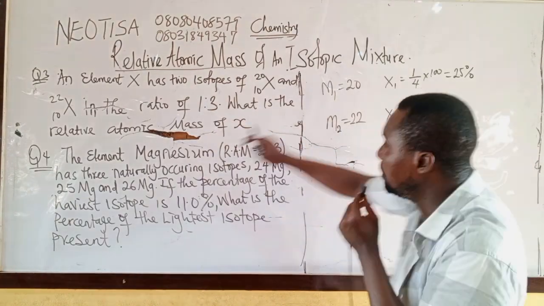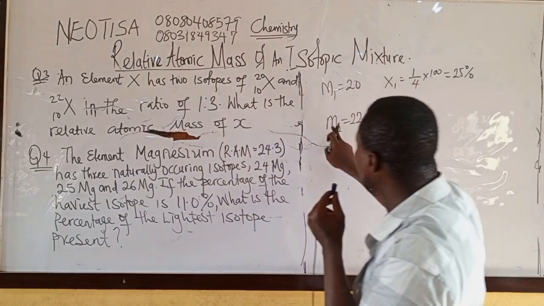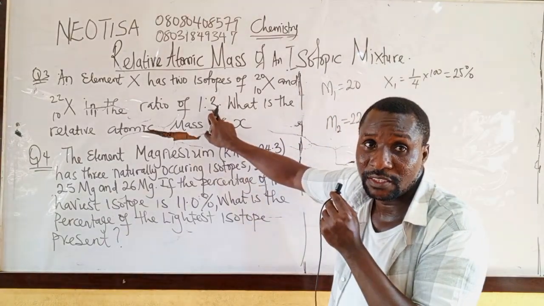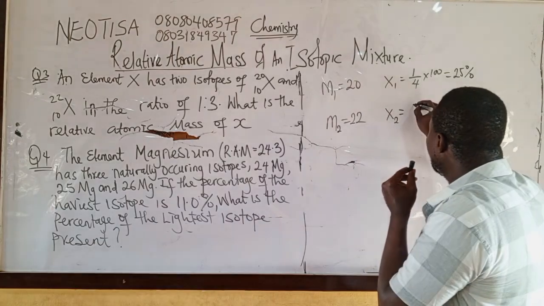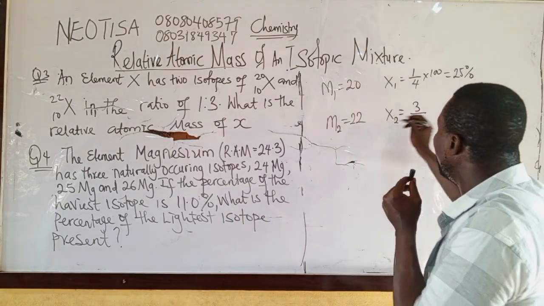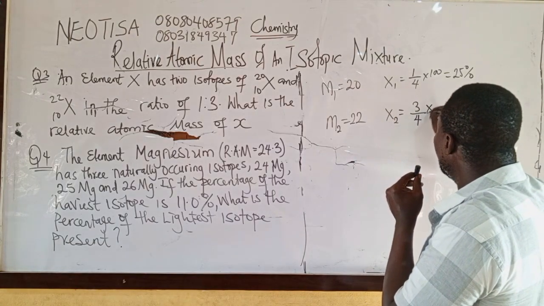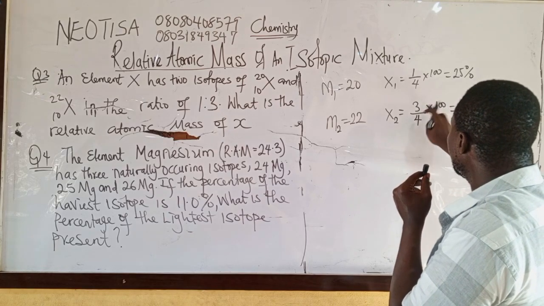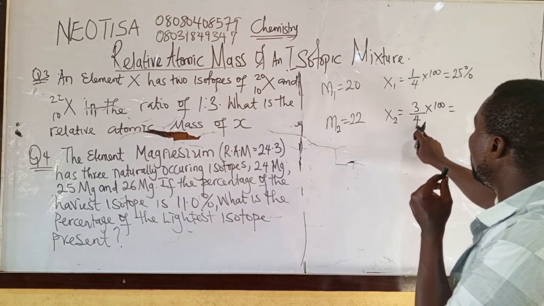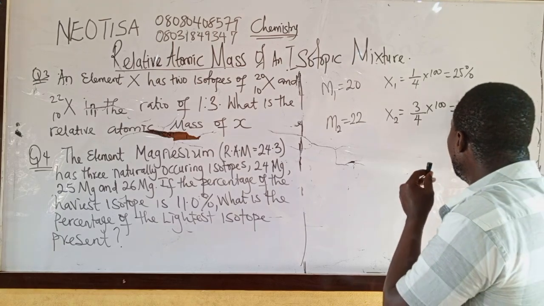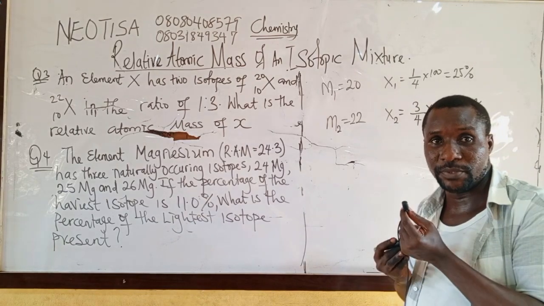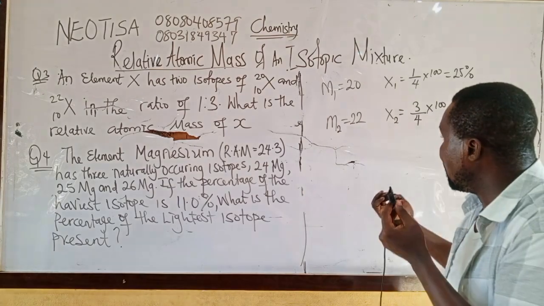That means this second isotope, which has a mass of 22, has a ratio of 3. Relative abundance is given in ratio, which is 3. That means 3 divided by the total ratio, 4, times 100 over 1, which is 300. 300 divided by 4 will give you 75%. Take note, 75%. Then I can now solve.